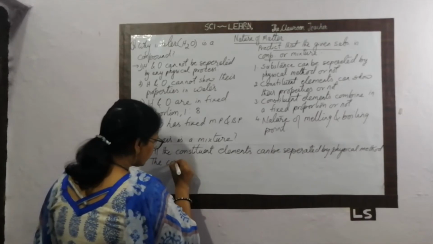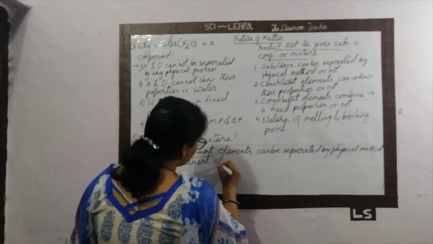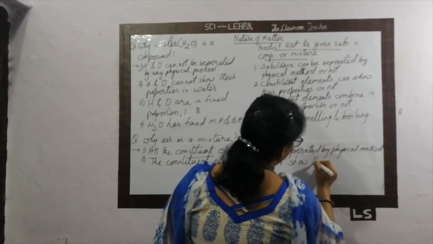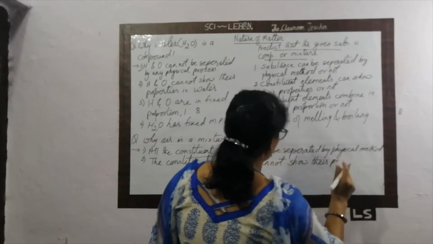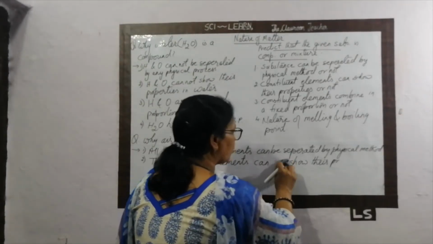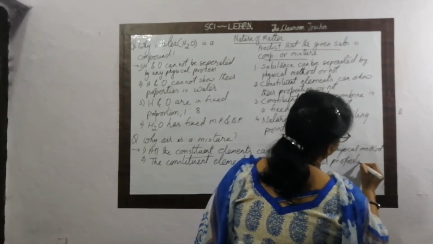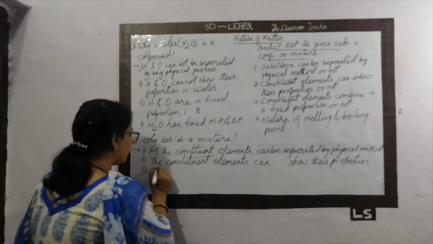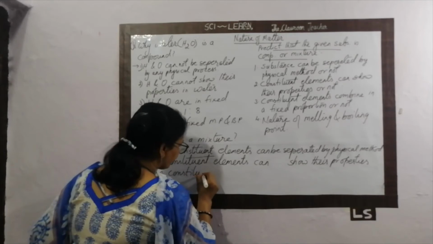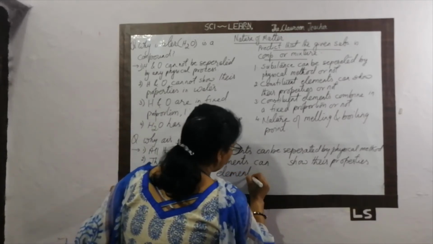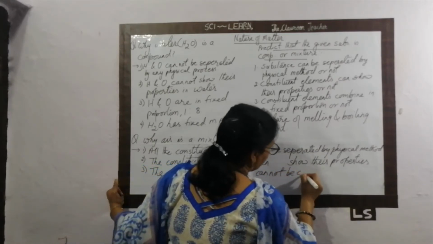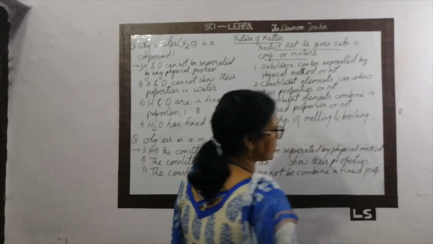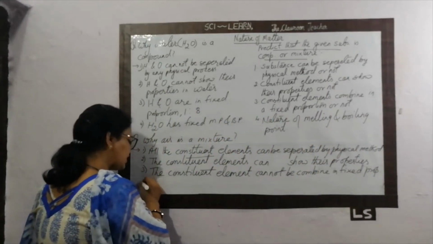Okay. Now, what is next? Do the constituent elements combine in a fixed proportion? No, the constituent elements cannot be combined in a fixed proportion. As we know that oxygen, nitrogen, carbon dioxide, argon, all this composition changes from time to time.